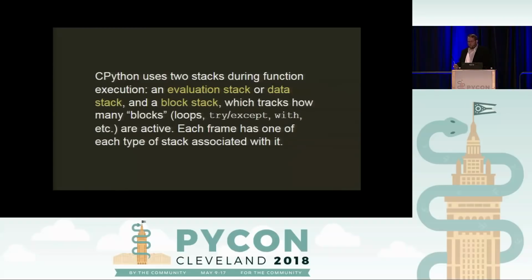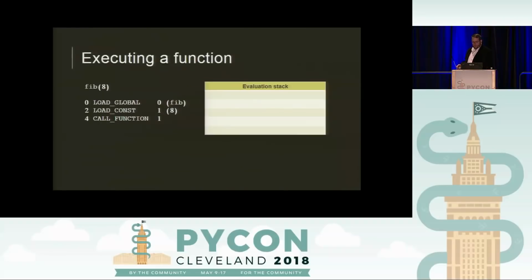So let's look at how we execute a function. Suppose we want to know the 8th Fibonacci number. We're just going to ask Python to calculate that using our Fibonacci function. That turns into 3 bytecode instructions: load global, load const, call function. So let's take a look at what's going on here.